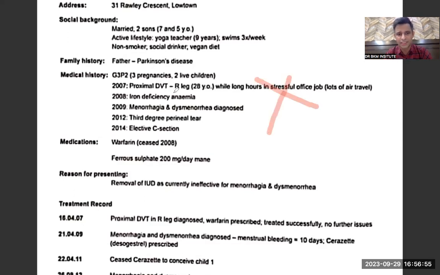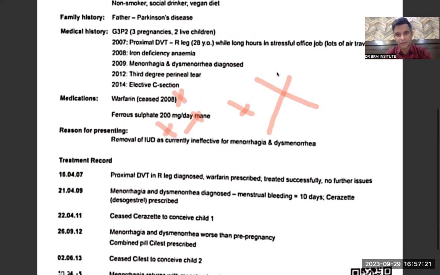Waste. Iron deficiency anemia, maybe, may not be, depending. Can be. 2009, menorrhagia and dysmenorrhea. Not really. I'm not quite sure. Third degree perineal tear. Don't know. Elective C-section. I don't know whether we need it. I just need an ultrasound for the current situation, where I'm not sure whether the IUD has fallen out or it is inside. That's the only thing I'm worried about. Let's go further. She's taking warfarin, ferrous sulfate. That's okay. Reason for presenting.